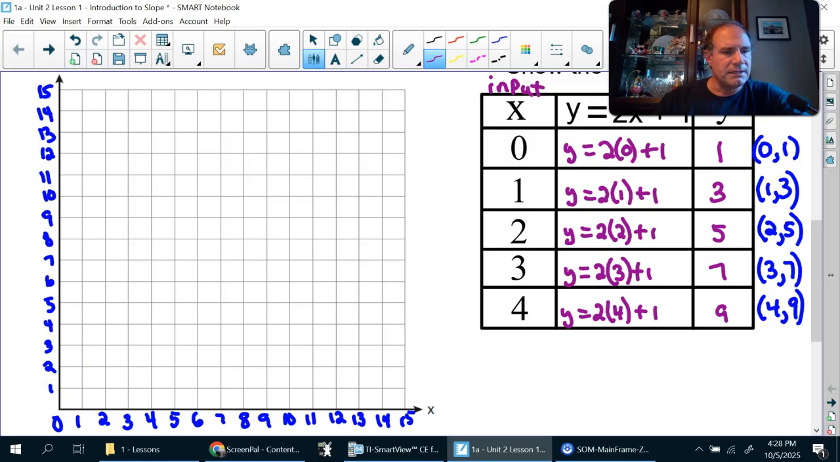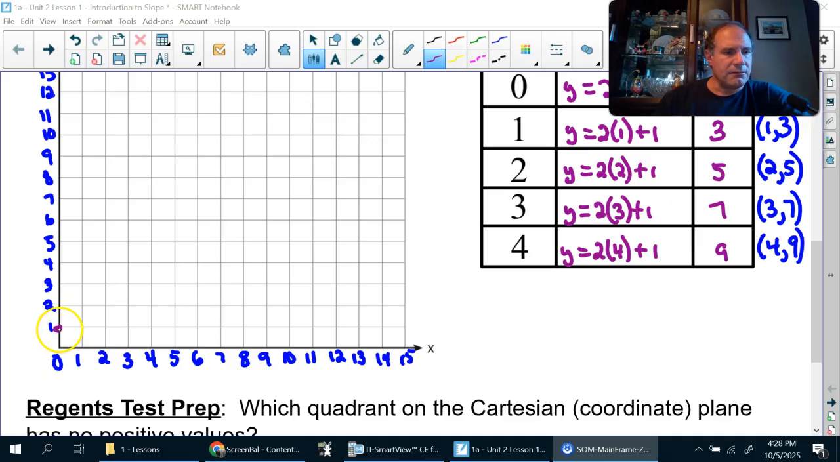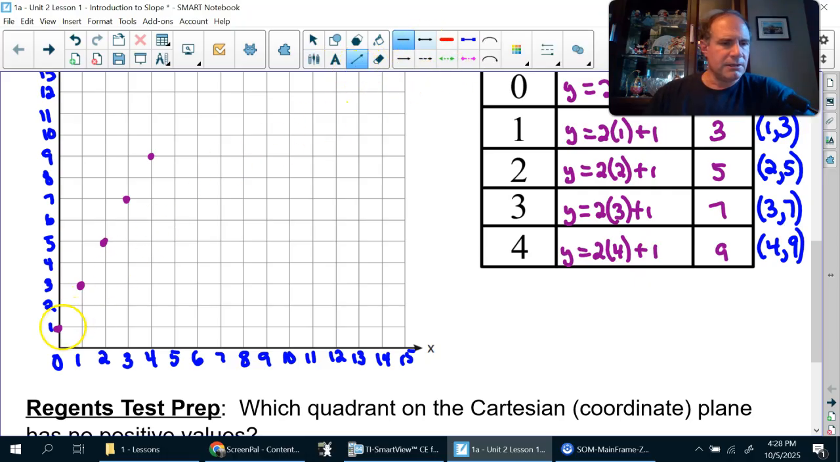0, comma, 1 is right there. 0 on the x and 1 up. Then the next one is 1, 3. 1 to the right and 3 up. And then next one is 2, 5. Next one is 3, 7. Like that. And 4, 9. Hopefully you see the pattern that is developing. So we're just going to connect these points. We're going to connect these points just like this. And we're going to stop right there for now.